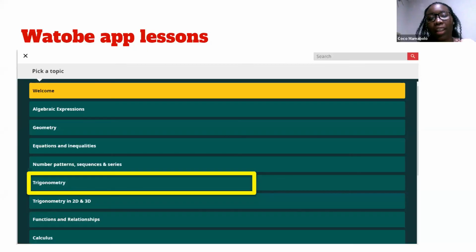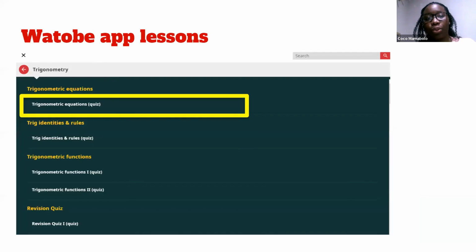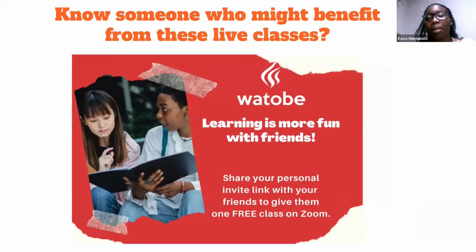Okay, so the homework that we have for today is we're going to go to trigonometry, and then if you scroll all the way down, actually, no, I think it's the first one. We've moved it up. Very first thing you're going to see when you click on trigonometry is trigonometric equations, and there'll be a quiz in there. And that's the homework that we're going to be looking at, that first quiz that we have on the app there under trigonometry.